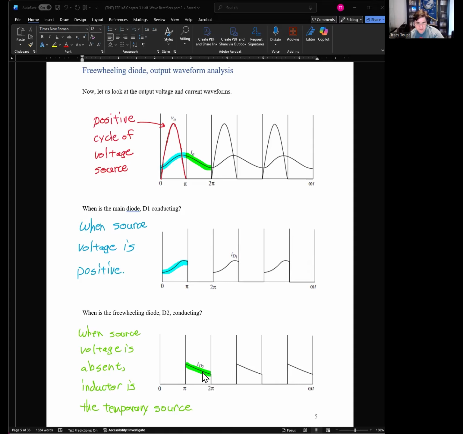So notice you have this line right here. This is where diode D2 conducts. When the source voltage is absent, the inductor is a temporary source, and then we still power the circuit, and then we'll do it over and over and over again. So think of it like it ping-pongs between D1 and D2, D1 to D2, and just back and forth and back and forth.